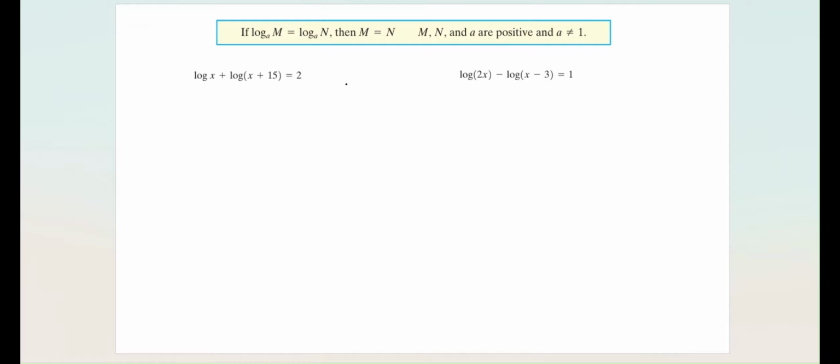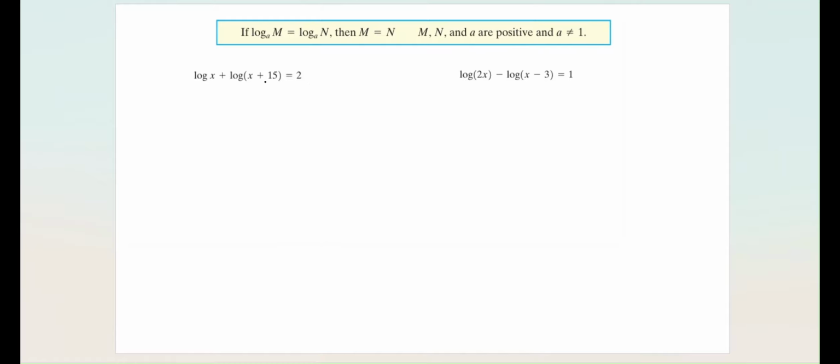In my next example, I have two logarithmic equations. Now to solve these logarithmic equations, we're going to use a different property. We know, based on the property of logarithms that we already studied, that if the log in base a of m is equal to the log in base a of n, then m is equal to n, where m, n, and a are positive, and a is not equal to 1.